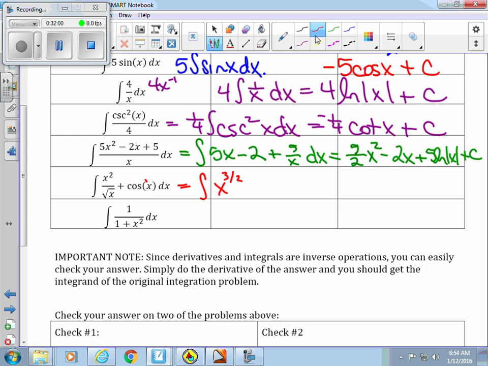Cosine of x, I didn't mean to put a dot there. Sorry about that. Hold on, you're right. Let me leave it for a second. This is just simplified. I haven't done any antiderivatives yet. Okay.